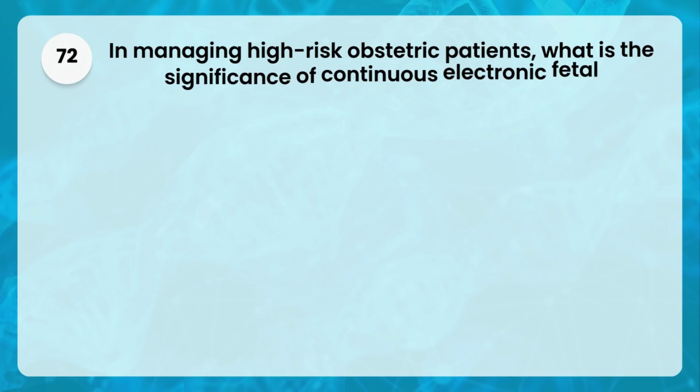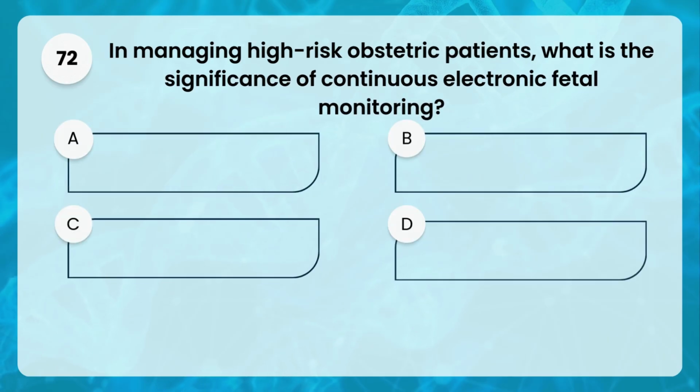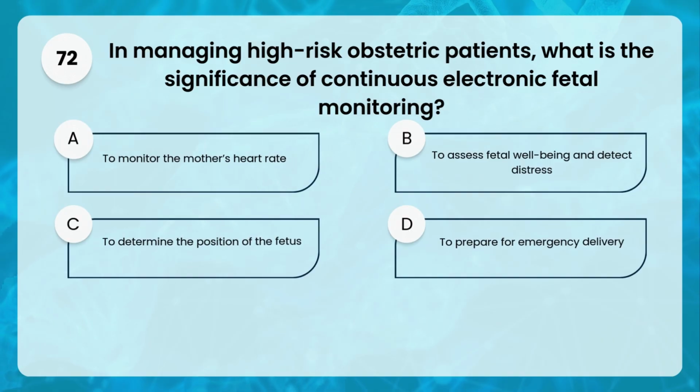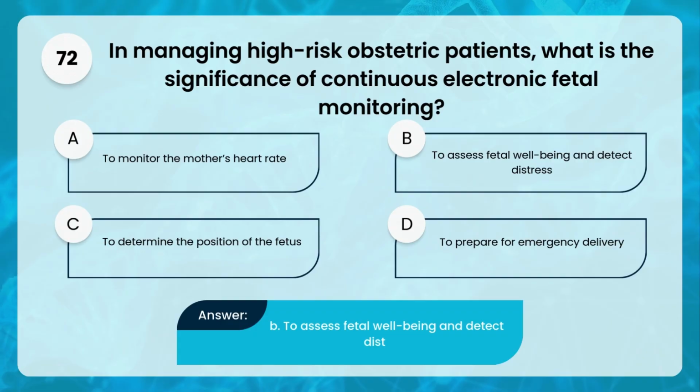72. In managing high-risk obstetric patients, what is the significance of continuous electronic fetal monitoring? A. To monitor the mother's heart rate. B. To assess fetal well-being and detect distress. C. To determine the position of the fetus. Or D. To prepare for emergency delivery. The answer is B. To assess fetal well-being and detect distress.